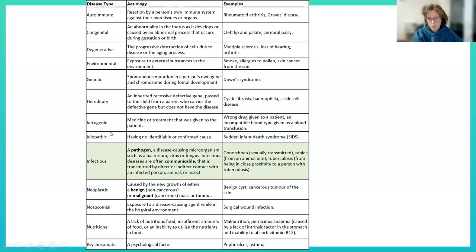People pick up viruses all the time. That can cause problems. Just loads of things with these idiopathic diseases. What else have we had to look at? Nosocomial, so that's infection of surgical wounds, often with things like MRSA, C. difficile. We've got psychosomatic down here, which says there's a psychological factor like a peptic ulcer and asthma.